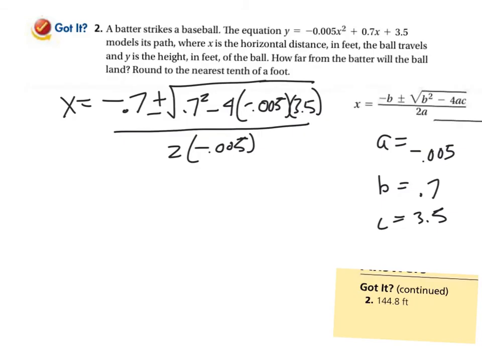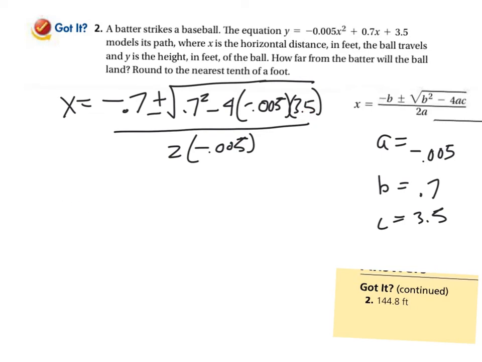Okay, so I started this problem out with everything plugged in here. So say a batter strikes a ball. The equation is this, right? Where x is the horizontal distance in feet the ball travels, and y is the height in feet of the ball. How far from the batter will the ball land? Round to the nearest tenth of a foot. So again, our formula, identifying A, B, and C from here. There's A, B, and C. Plug those in. Obviously going here, there's A, there's B, and there's C. And now we're going to work that one out. This one you might want to grab your calculator for.